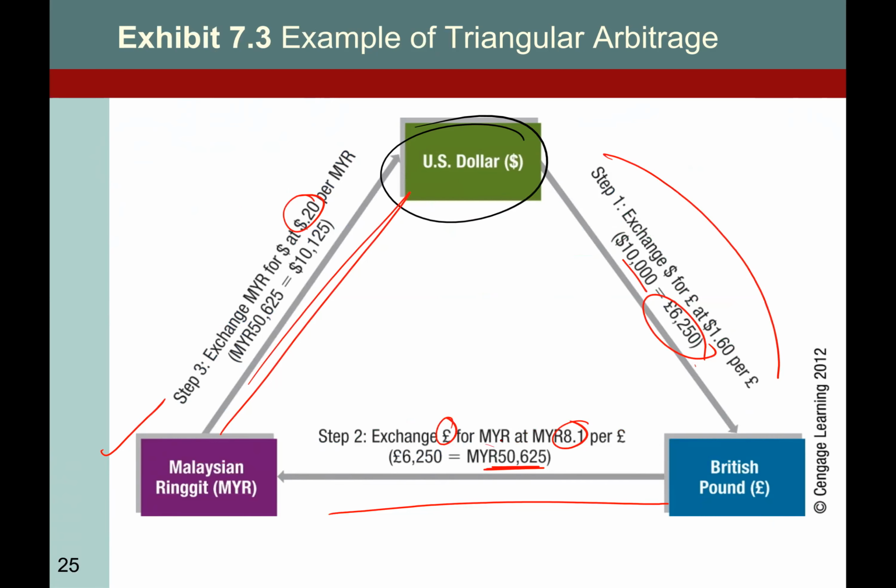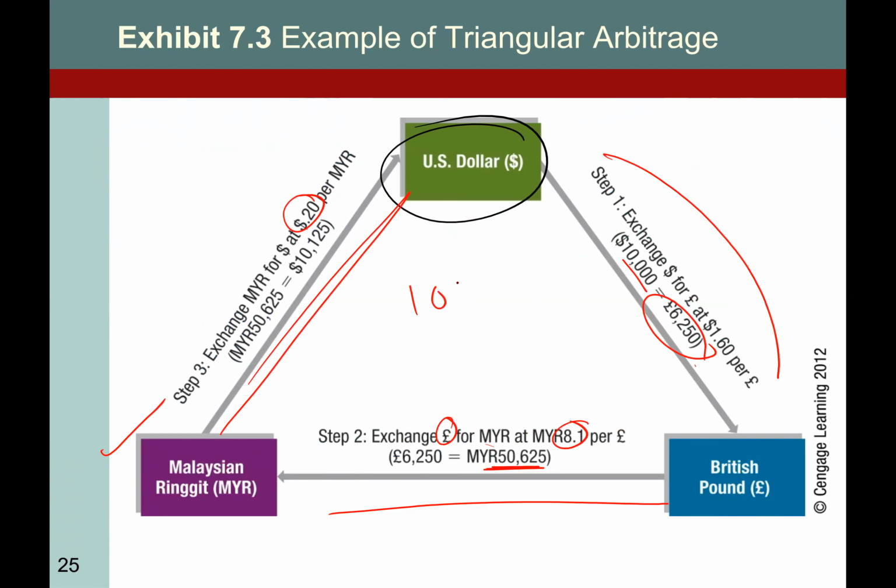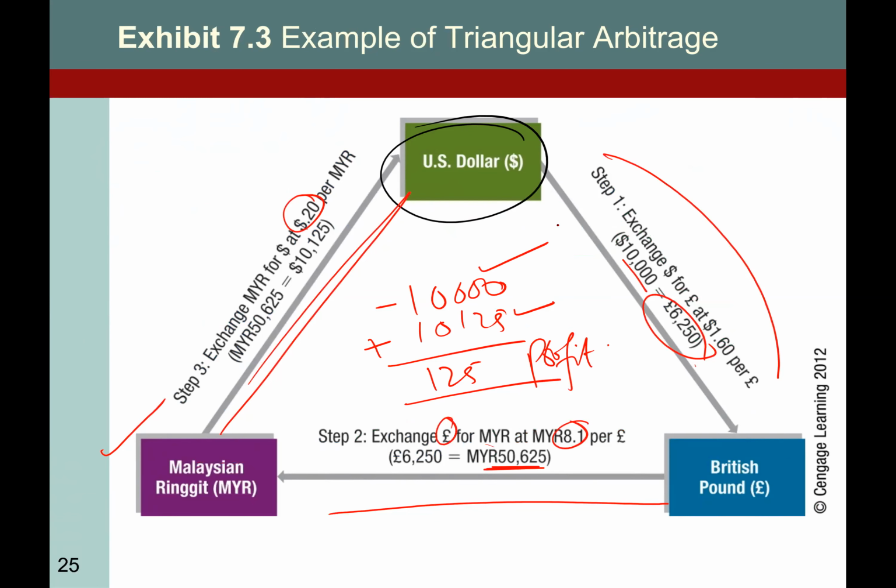So your profit is the difference. Your proceeds are $10,125 and your original investment was $10,000. So you just found a riskless profit of $125. It's a very simple example, right?